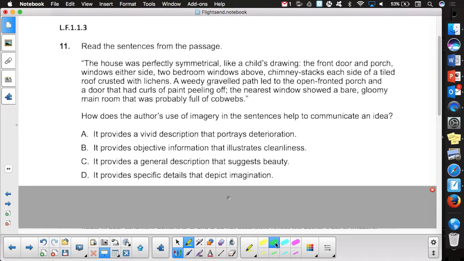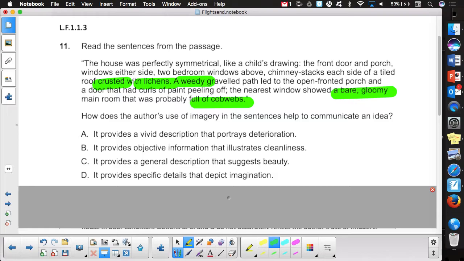Krusty? Crusted. Anyone know what a lichen is? It's like a moss, like on sheds and roofs that have damp, you'll get those. So you were going to go with crusted, Devin? Weedy, so far as the path, weedy gravel path. We have full of cobwebs, bare, gloomy, all those kinds of things here.